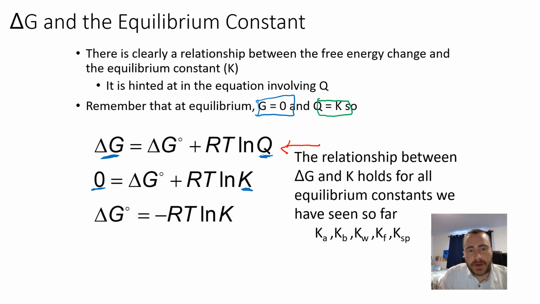Now let's rearrange that equation. All right, we have 0 is equal to delta G naught plus RT ln of K. If I rearrange that and solve for my Gibbs free energy change at standard conditions, that is equal to negative RT ln of K. So now there's a relationship between our standard Gibbs free energy and our equilibrium constant.